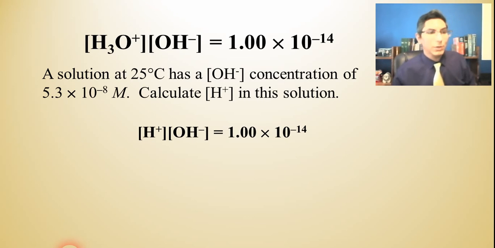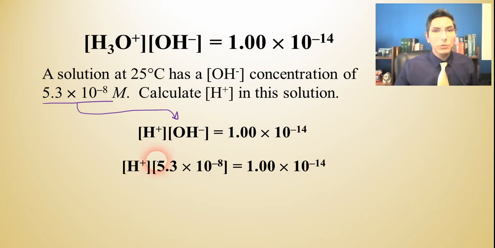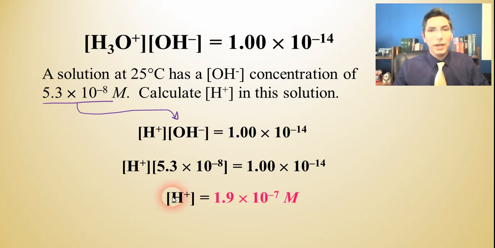We have H plus times OH negative equals 1 times 10 to the minus 14th. This time, the problem gives us the hydroxide concentration. So the hydroxide concentration gets plugged in right here, and we're going to do the algebra on this. So all we have to do, once again, is take 1 times 10 to the minus 14th and divide that by 5.3 times 10 to the negative 8. And when you do that, you get an answer of H plus equals 1.9 times 10 to the negative 7th molar.